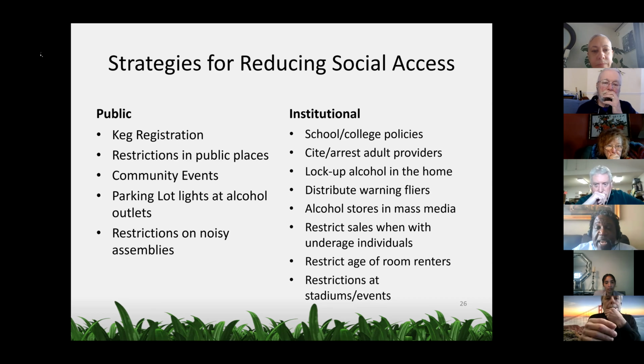Maybe you restrict ages of room renters: we don't want any kids under the age of 21 here because we don't want drinking in our apartments or hotels. Or you restrict where alcohol can be sold, maybe at athletic events, sporting events, and any other kind of events. So that's important. Tracy, I'd like for them to quickly type in the chat, because we've got a nice list here, any of these strategies that are used in your community. Awesome. That's a great idea.